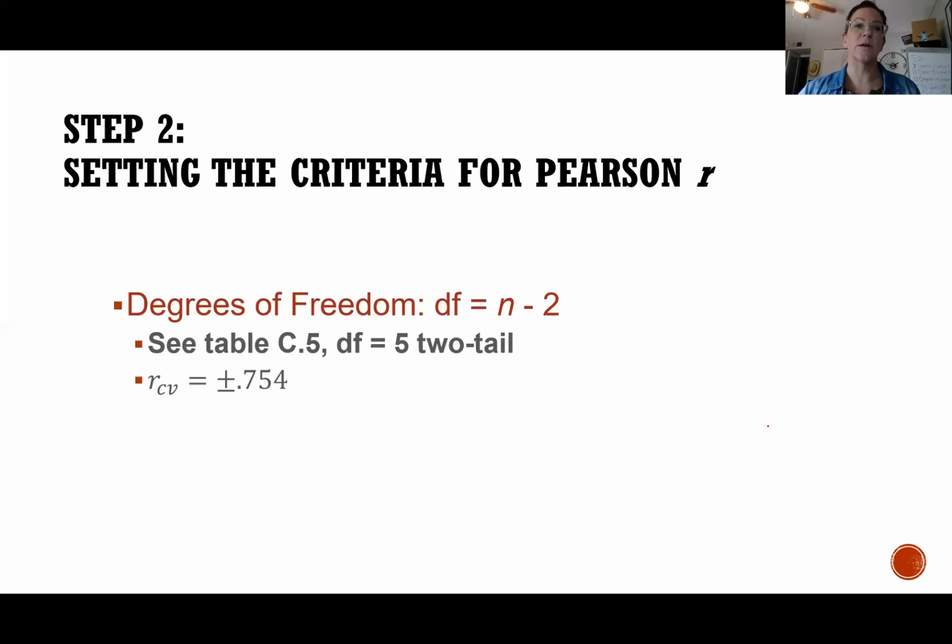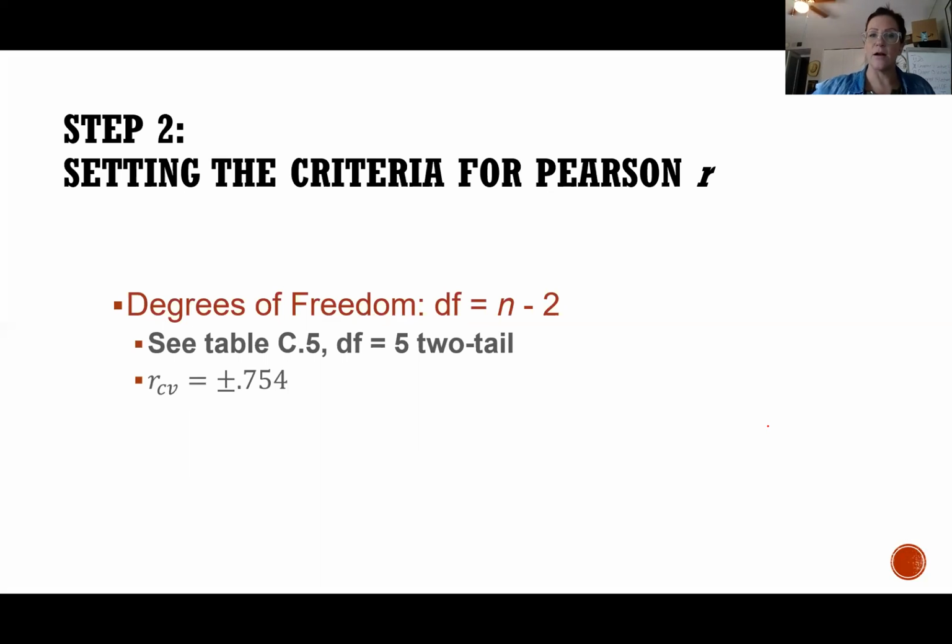So in this case, we're going to say this is a two-tailed test, that is non-directional. So what we need to do is find our degrees of freedom and look in our table for Pearson R correlation, which is table C5. In my textbook it starts at 536, and I think it should be the same for yours, unless you're using an electronic textbook, it might differ.